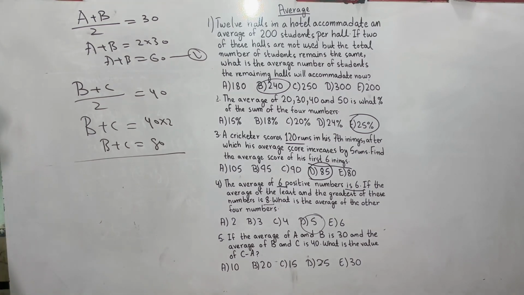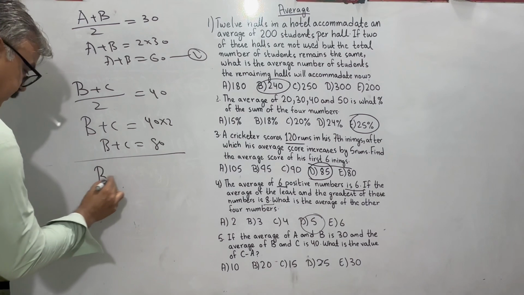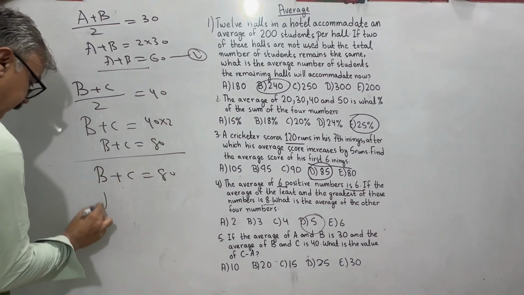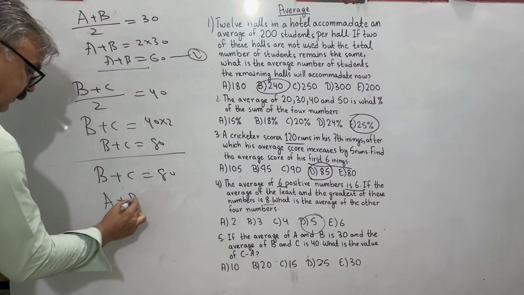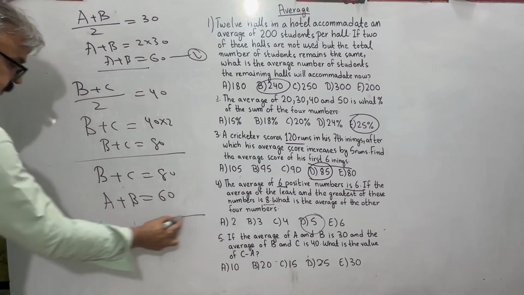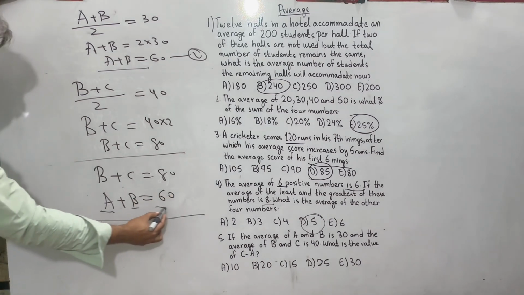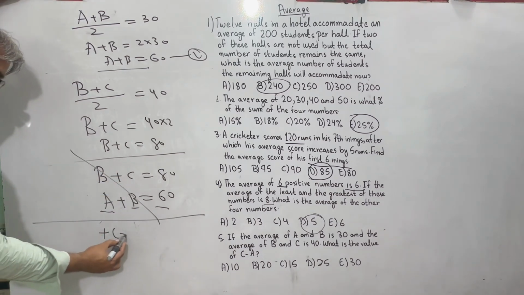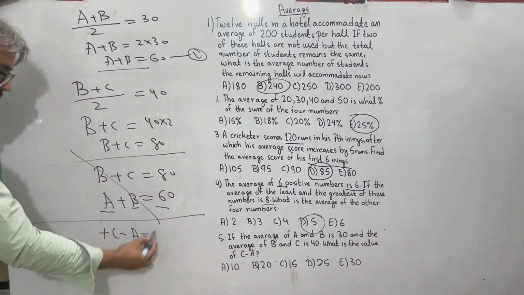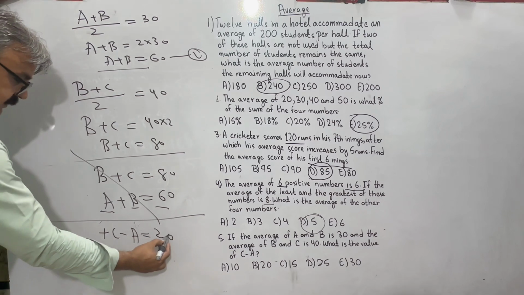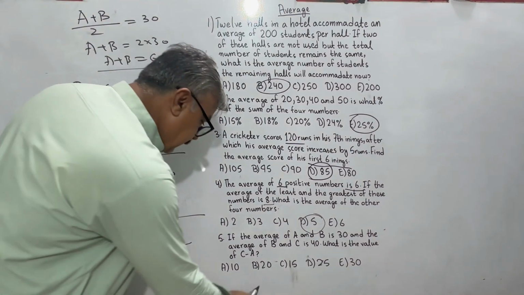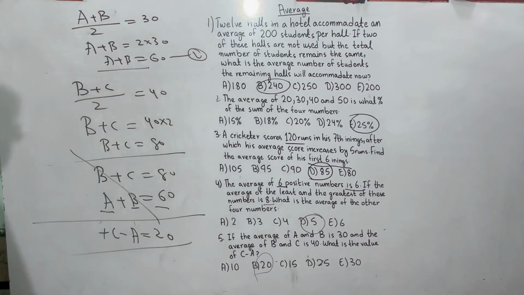Now we are asked to find the value of C minus A. Taking equation number 2, B plus C is equal to 80. Taking the first equation, A plus B is equal to 60. Just subtract. B cancels out. What remains here? Plus C minus A. 80 minus 60, that's 20. So the difference of C and A is 20.